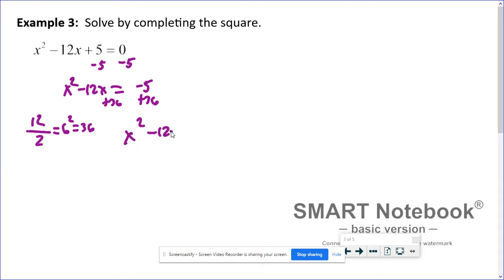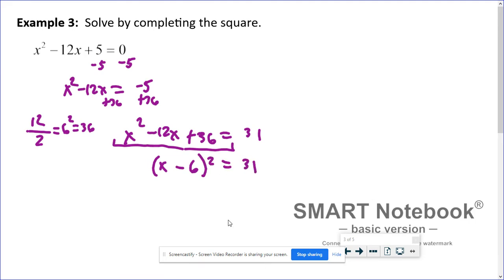It's x squared minus 12x plus 36 is equal to 31. This is now a perfect square. So I'm going to factor it that way. That's the whole point, to make it now look like example 1. So when I factor it, square root of x squared is x, square root of 36 is 6. Since that's subtraction, (x minus 6) squared is equal to 31. Now I'm going to take a square root of both sides, and I get x minus 6 is equal to plus or minus square root of 31.